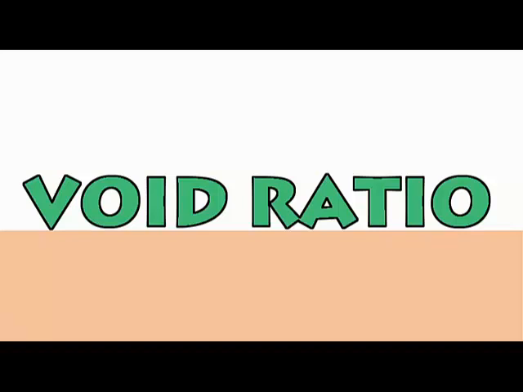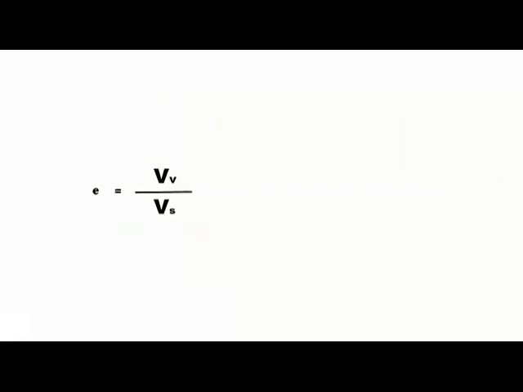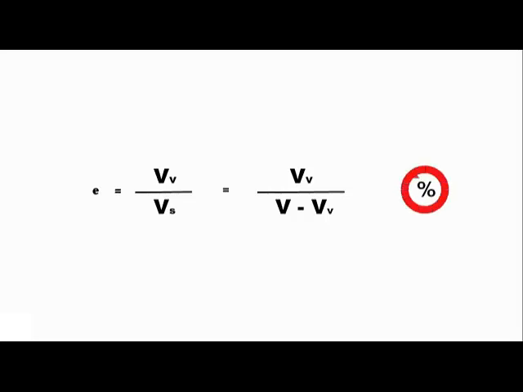This is the phase diagram of a partially saturated soil sample. Void ratio of this soil sample is defined as the ratio of the space occupied by the voids, that is volume of voids, to the space occupied by the solids, that is the volume of solids. And we can also write volume of solids as total soil volume minus volume of voids. It is not expressed in percentage like water content.